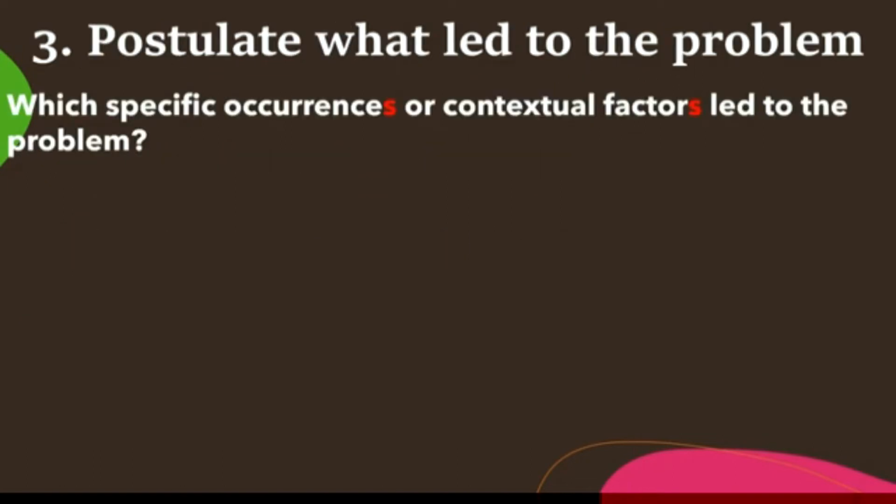Number 3, after you have described the problem, you need to postulate what led to the problem. Which specific occurrences or contextual factors led to the problem? This problem did not emerge out of nowhere. There is nothing new under the sun. What led to its present state?